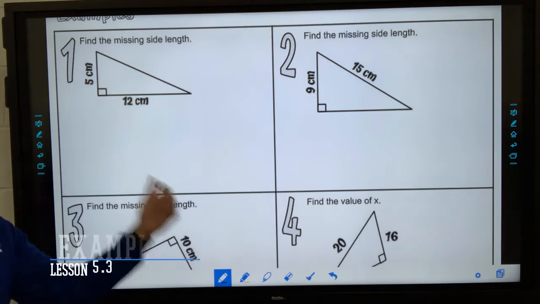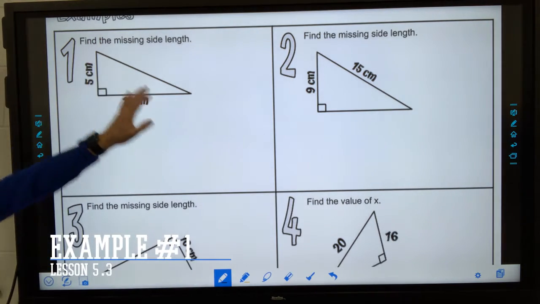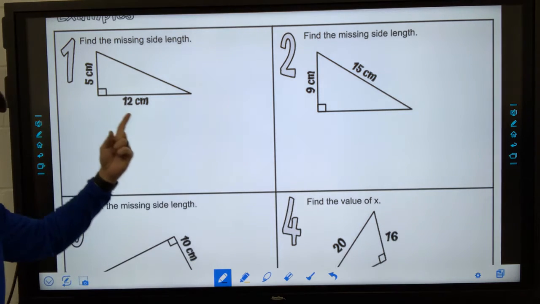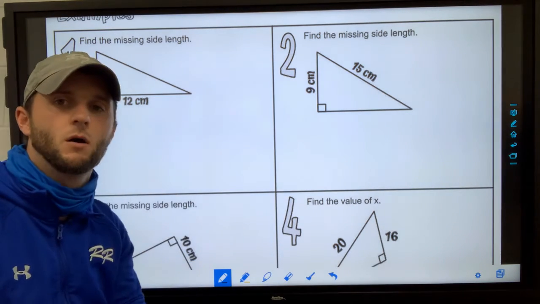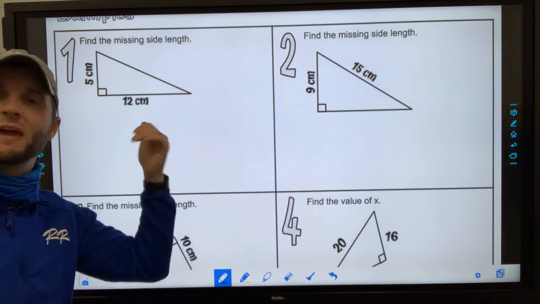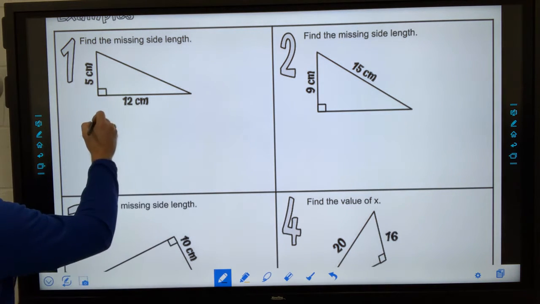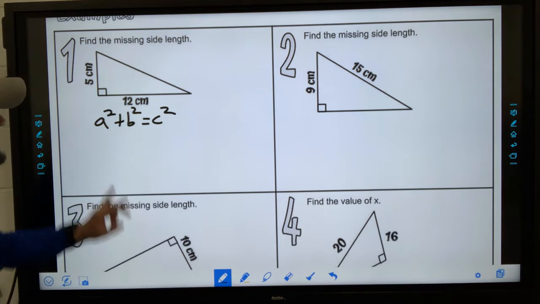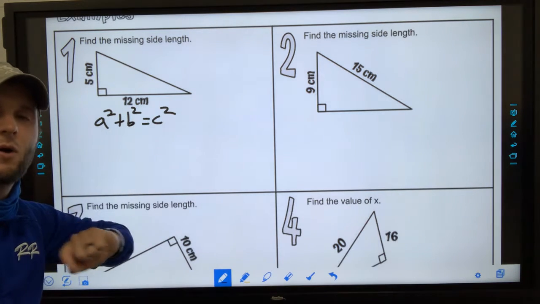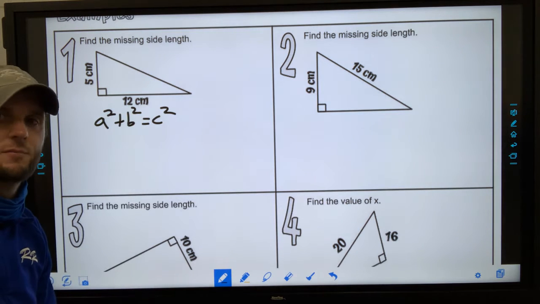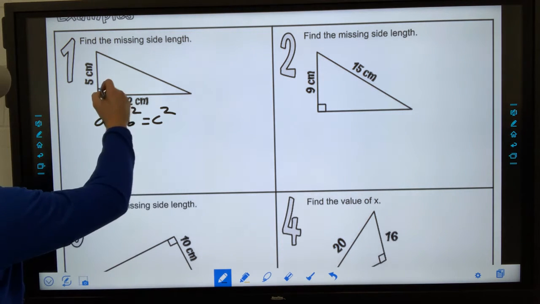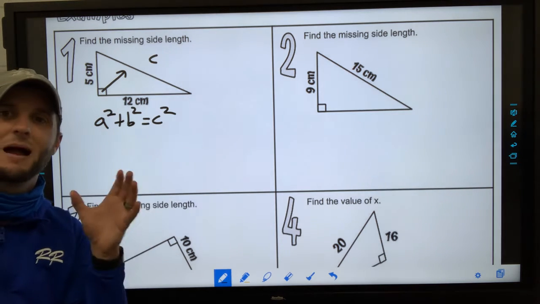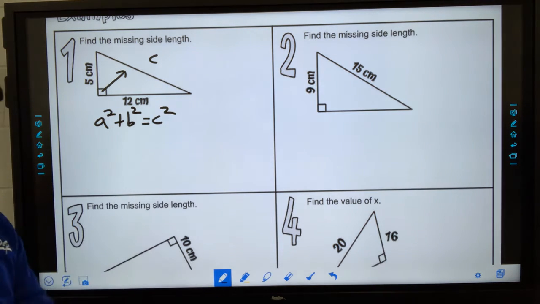All right, so the first one we're looking at, example number 1, it tells us to find the missing side length. Well, I know right now that this is a right triangle. So the first thing that should be popping in my head is, oh, the Pythagorean theorem can be used with a right triangle. So I can go ahead and do a squared plus b squared equals c squared. Since I know the value of two sides of my triangle, I can use the Pythagorean theorem to find that third missing side, which I know opposite of my right angle is going to be my hypotenuse. So this is going to be my c value.